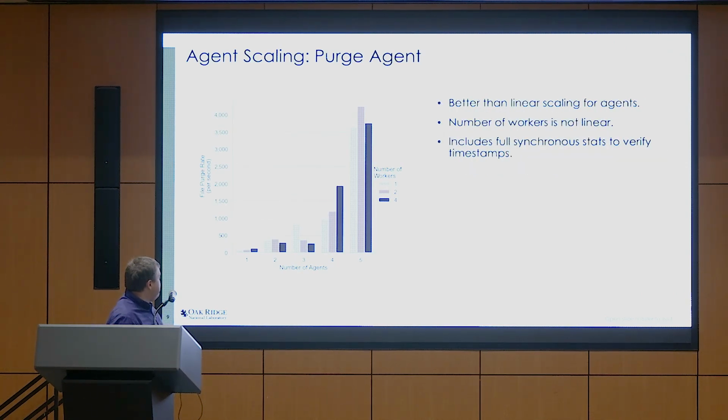Finally, we did purge agent scaling. Basically what we saw here, to much of our chagrin, is that we actually get better than linear scaling as we increase the number of agents, and performance also does not scale linearly with the number of workers. I'll get into why this is. I should also add that our purge agent is not just doing unlinks, but is also doing full synchronous stats in order to make sure that timestamps have not changed from the time the scan agents saw it and policy decisions were made.